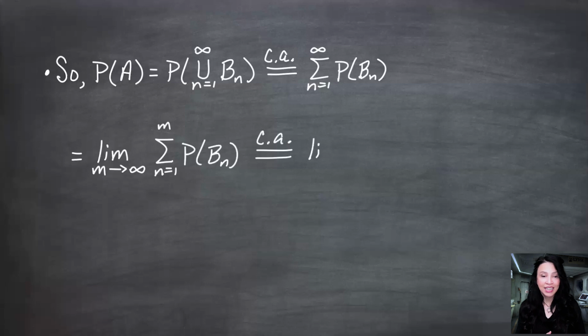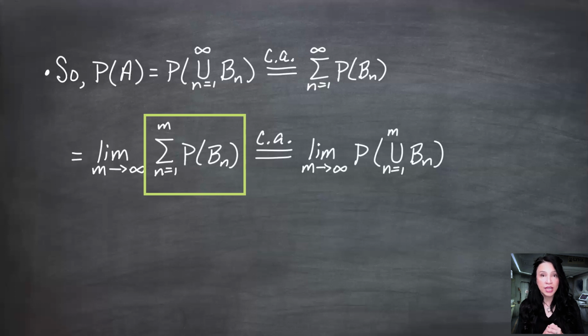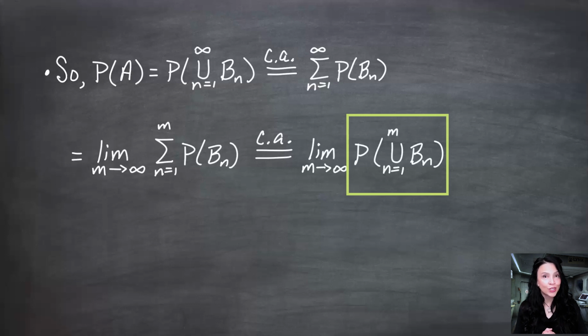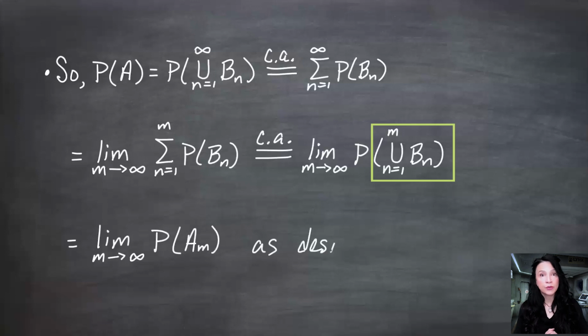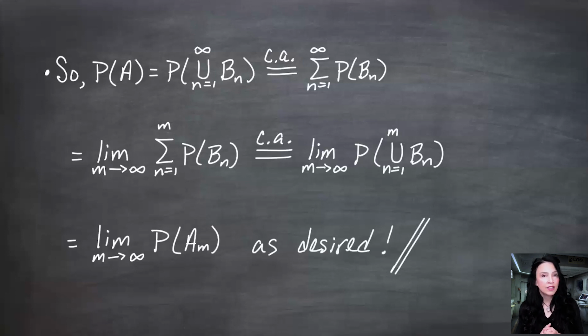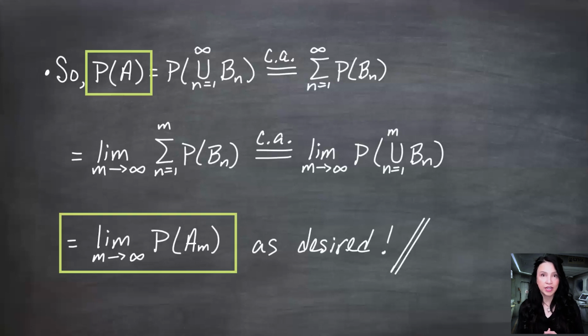Now we can use countable additivity again to pull this sum back in because these B's are disjoint. This sum of the probabilities of the B_n's as n goes from 1 to m is equal to the probability measure of the union as n goes from 1 to m of the B_n's. But this is unioning up those rings to a point. This union up to m is one way to define A_m. So we get that this is equal to the limit as m goes to infinity of the probability measure of A_m. We can replace all of these m's right here with n's. It doesn't matter. But what we have shown is the probability measure of the limit is equal to the limit of the probability measures. And that's exactly what we wanted to see.